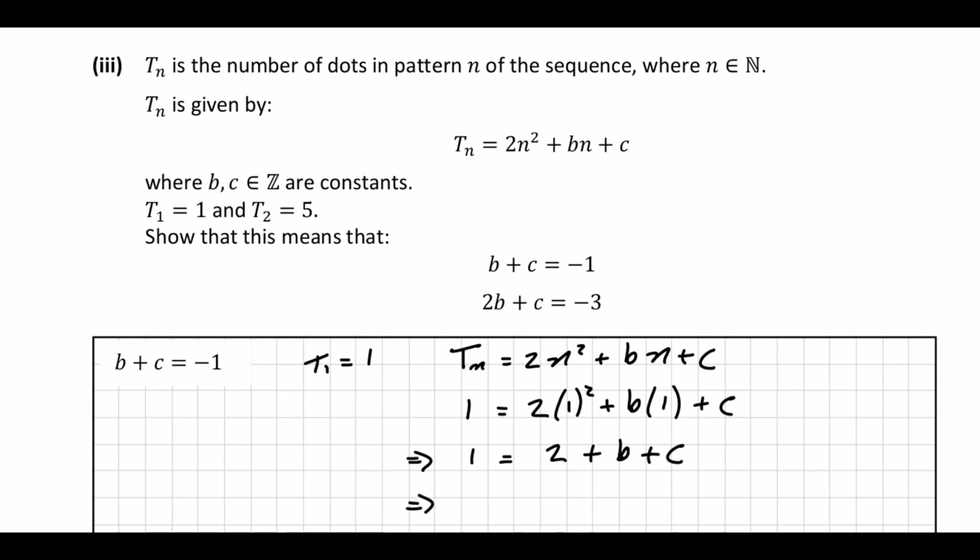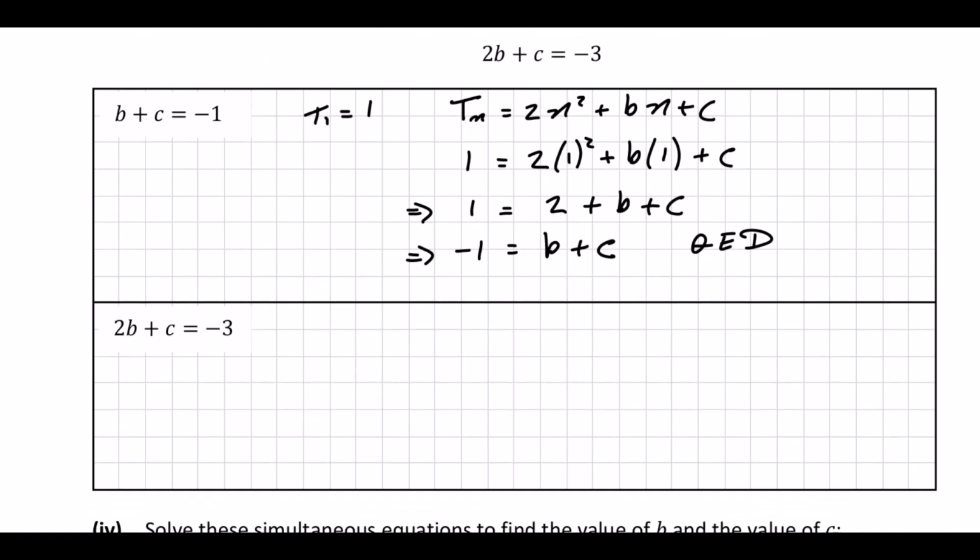And then finally just subtract 2 from both sides. So if I subtract 2 from the left hand side, I'll get minus 1. Subtract 2 here, I'll get 0. And I'm just left with b plus c. So that's it done. That's the first one done here. Second one then, we're told that t2 is equal to 5. And presumably this will give us the second one.